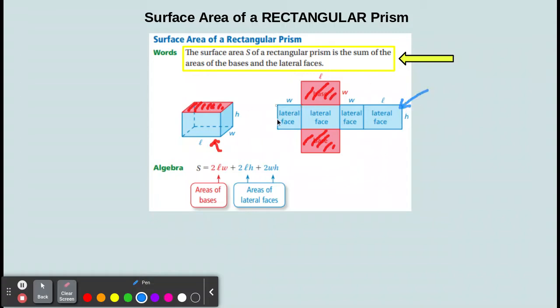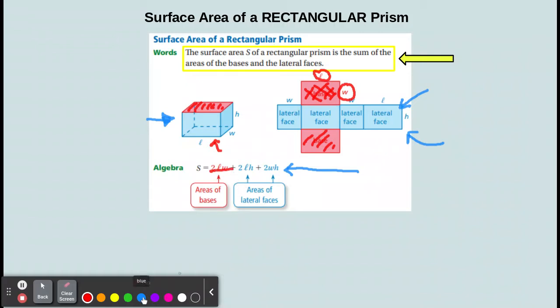Okay, this figure here, this is a net. So this net represents this three-dimensional rectangular prism. And the area is calculated right here, meaning you take the length times the width, that gives you the area of your base. You have two of them, that's why it's 2LW.